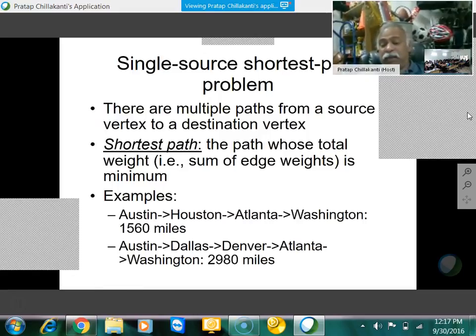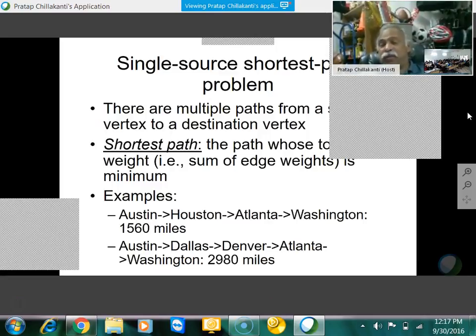Very classic case of finding the shortest path, right? There are so many examples. I gave you other examples, like routing messages from source to destination. Again, they use the shortest path problem there.